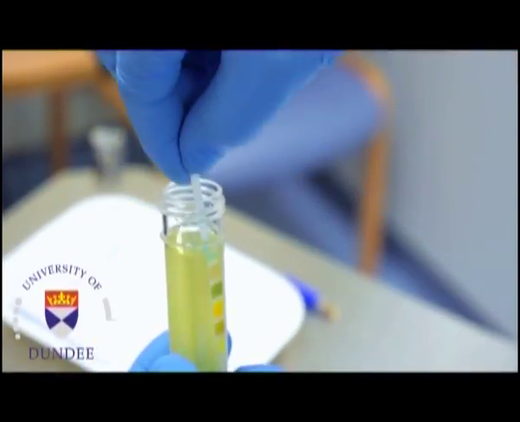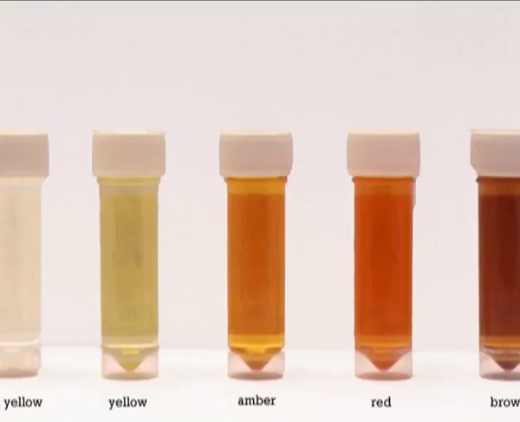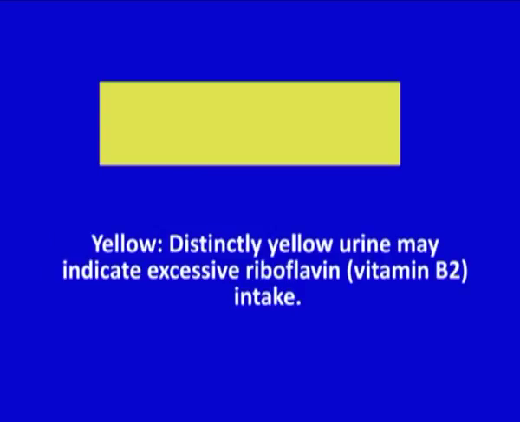In addition to various substances, other tests include a description of color and appearance. Now, color. The following are examples of color change causes and not a complete listing. Nearly colorless: excessive fluid intake, or conditions such as untreated diabetes mellitus, diabetes insipidus, and certain types of nephritis. Yellow: distinctly yellow urine may indicate excessive riboflavin, vitamin B2, intake.